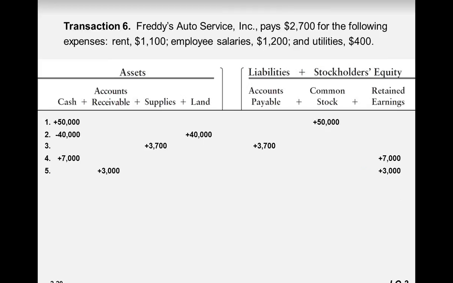They paid $2,700 for the following expenses. They had rent of $1,100, employee salaries of $1,200, and utilities of $400. In this case, they have $2,700 less cash, and they have retained earnings of a total of $2,700 less because expenses reduce our retained earnings. Revenues increase, expenses decrease retained earnings.